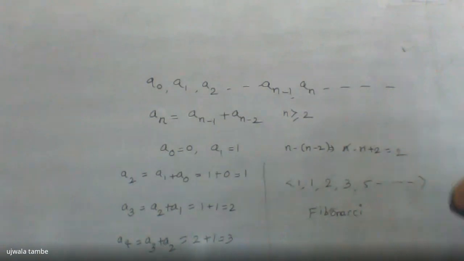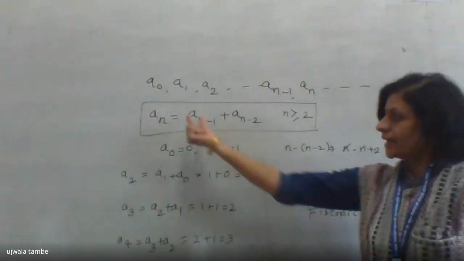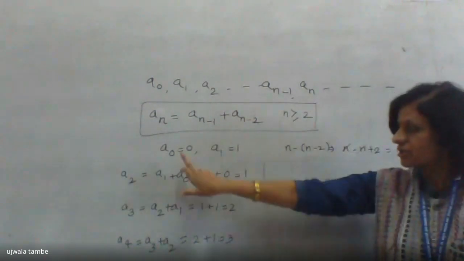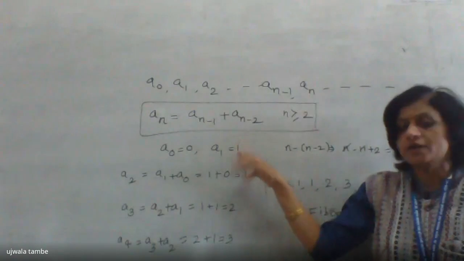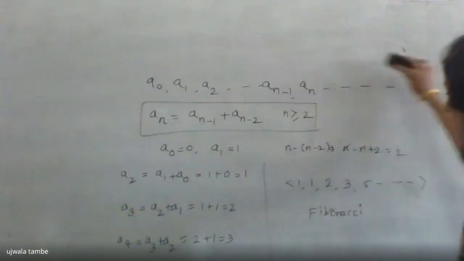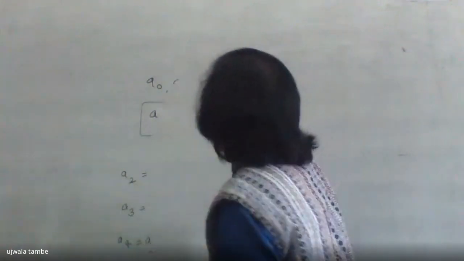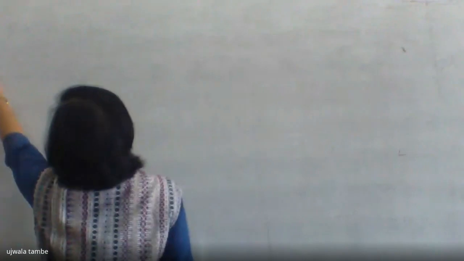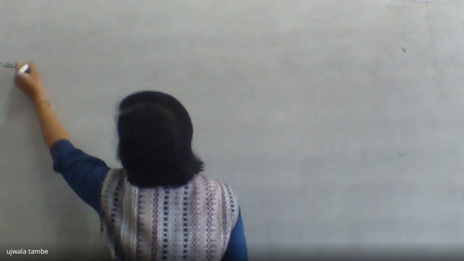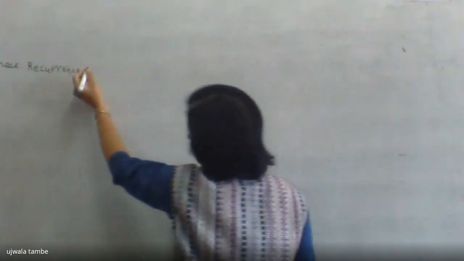Thus, the important thing is that the standard form of recurrence relation is An = A(n-1) + A(n-2) with initial conditions A0 is 0 and A1 is 1. Next point is the linear difference equation, or linear recurrence relation.